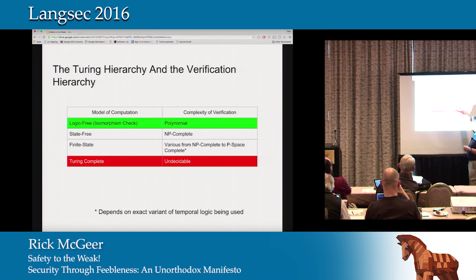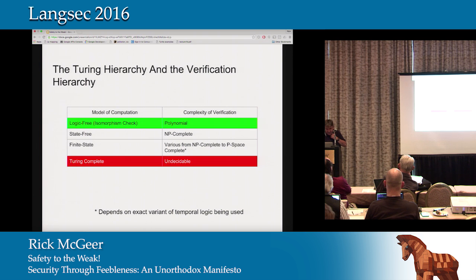But in the middle, you have state-free models, which is to say there's logic, but the logic is purely a function of the input. There's no state at all in it. That, it turns out, is NP-complete, but it's only NP-complete. And the finite state runs the gamut between NP-complete if you're using CTL, or all the way up to PSPACE-complete if you're using LTL. It depends upon what variant, that is, computation tree logic versus linear temporal logic.